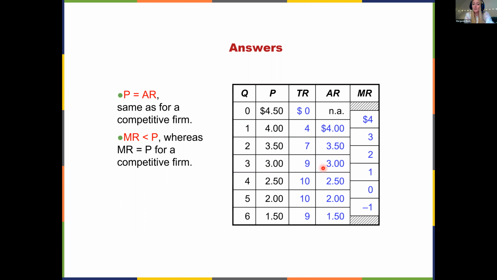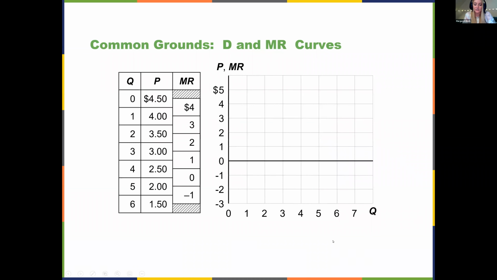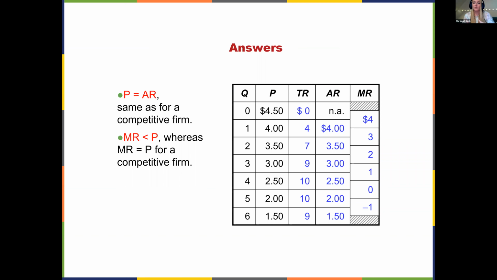So we can see very quickly that the price that the monopolist charges is exactly equal to the average revenue. And if you think back to the perfect competition slides that we went over in class before the break, this relationship is exactly the same for a perfectly competitive firm. The price is equal to the average revenue.